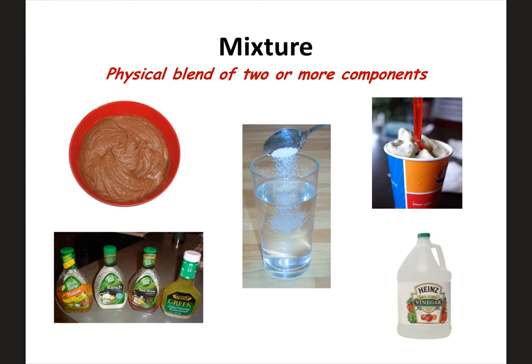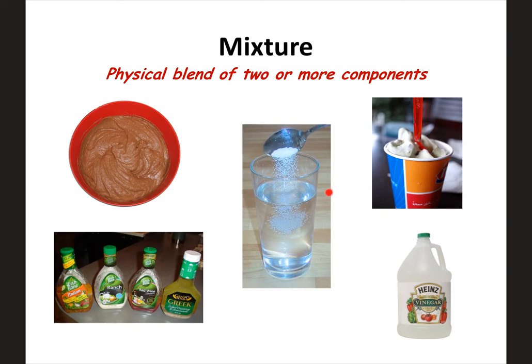Some more examples here to practice homogeneous and heterogeneous mixtures. If we had chocolate pudding, would that be homogeneous or heterogeneous? That would be homogeneous. Multiple spoonfuls, every spoonful would be exactly the same. If you had salad dressing, specifically oil-based salad dressings, you would expect that to be heterogeneous. It's not going to mix so well.